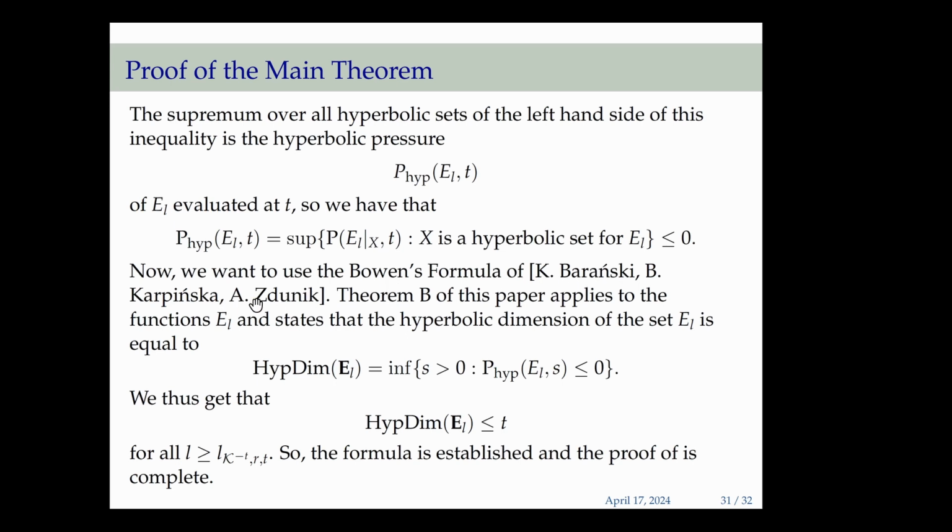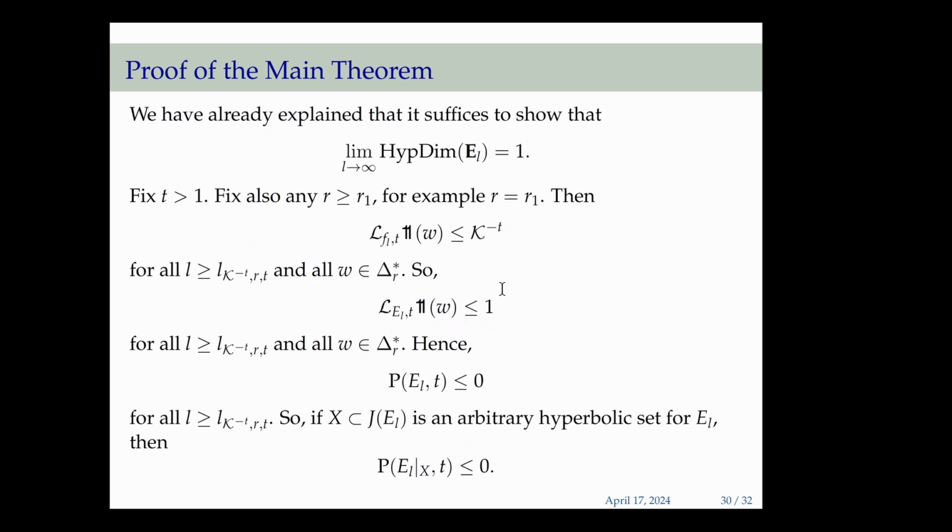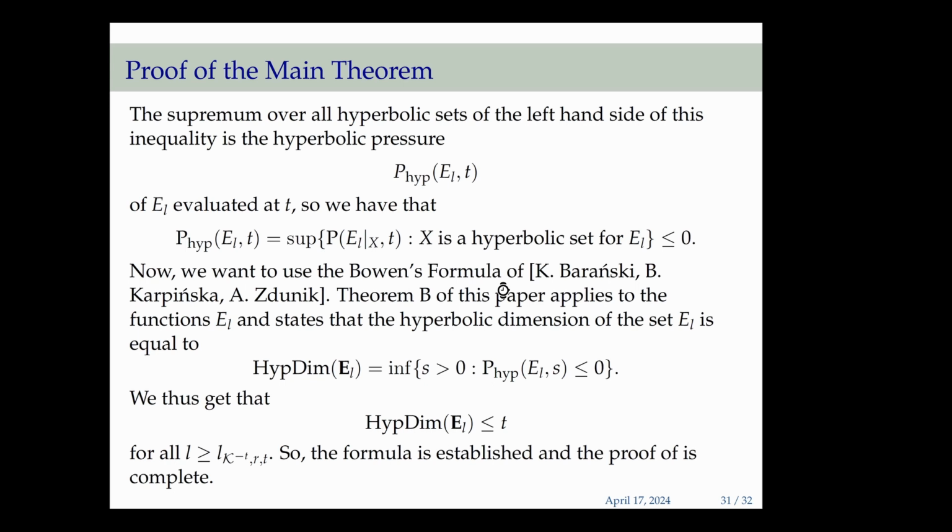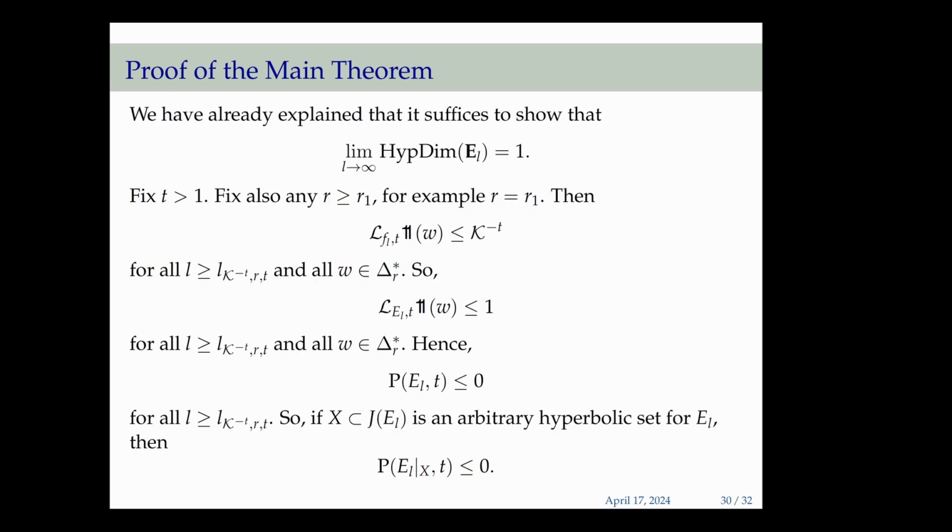And Urbański, Karpińska, and Zdunik proved that the hyperbolic dimension in such a context is the infimum of such numbers S where the pressure of this function is less than or equal to 0. This really goes back to similar results for so-called conformal iterated function systems. So since we already had that this pressure is less than or equal to 0, we get that the Hausdorff dimension is less than or equal to T for all L greater than or equal to that. So the formula in our proof is established, and we are done.